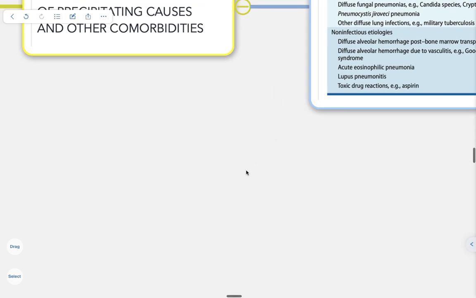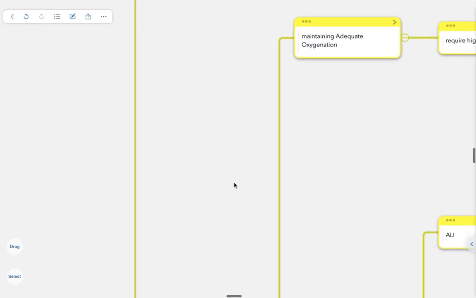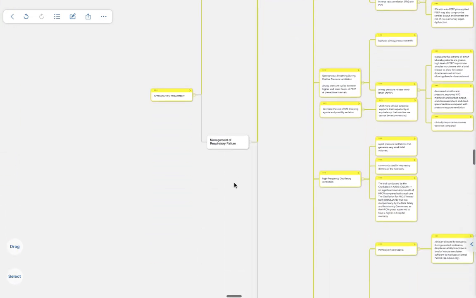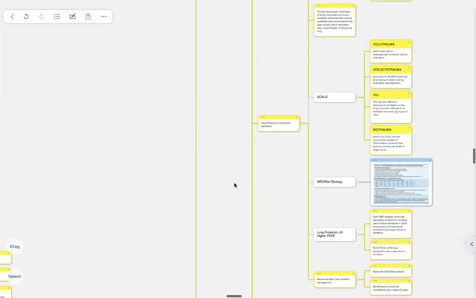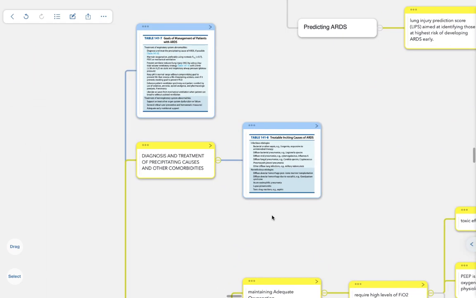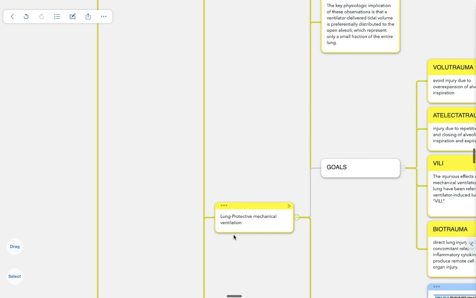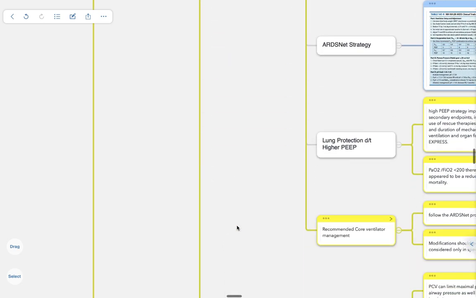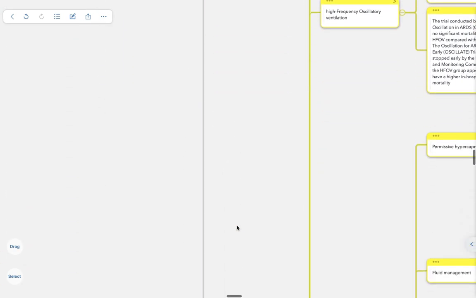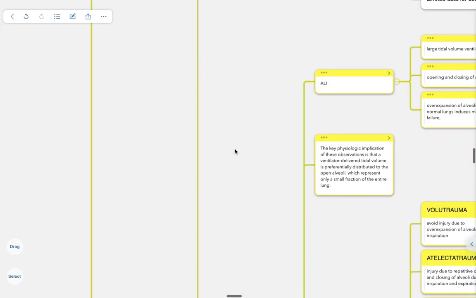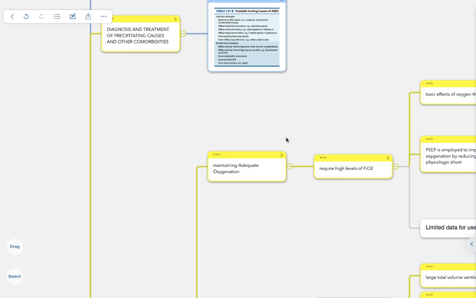Then after this, coming to the next part, that is management of respiratory failure. Now, management of respiratory failure is a huge topic in itself. So, we have broadly divided it into, firstly, maintaining the adequate oxygenation, that is our goal number one. Secondly, lung protective mechanical ventilation. And thirdly, other approaches to ventilatory management. So, first, we'll talk about the maintenance of the adequate oxygenation.